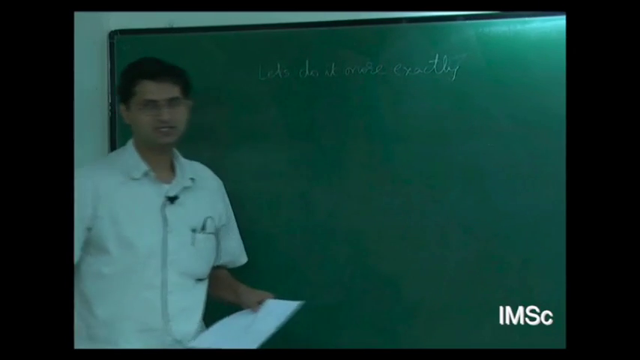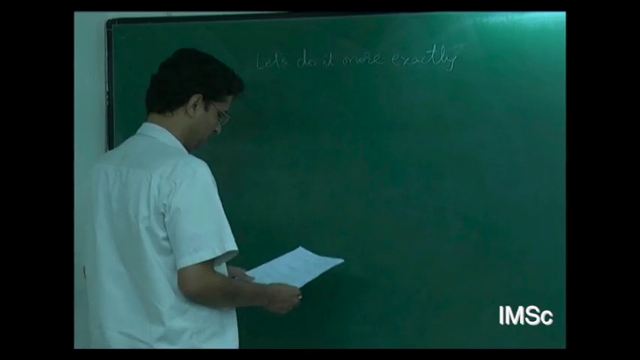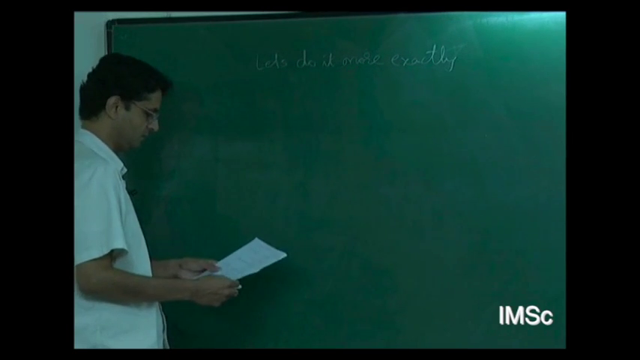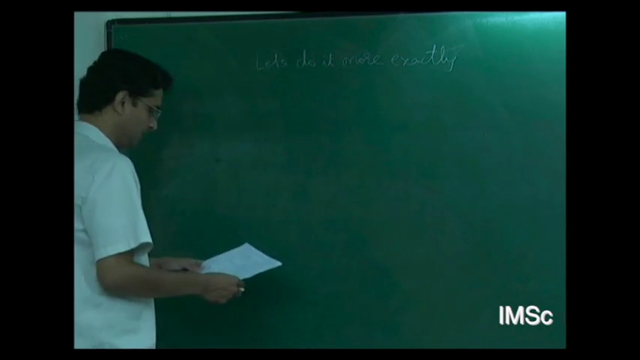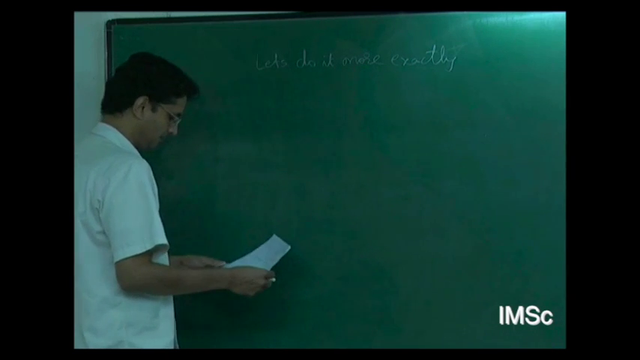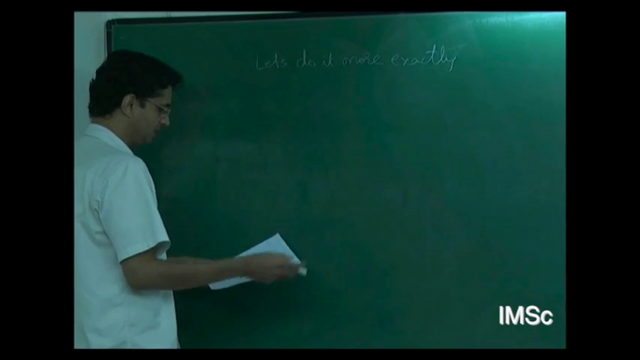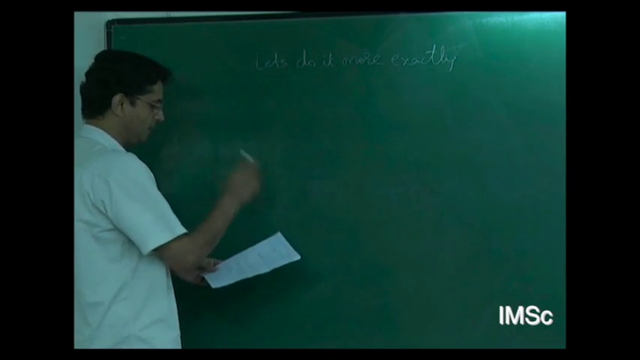So let's do it more exactly. We'll keep the m squared pieces and so on, and we want to see how exactly the two-point function depends on the masses, the scalar and fermion masses. I will not bother writing down all of the integrals again, so you do the same things. Integrals are the same. Let me just write down in the beginning and then I'll write down the final answer.